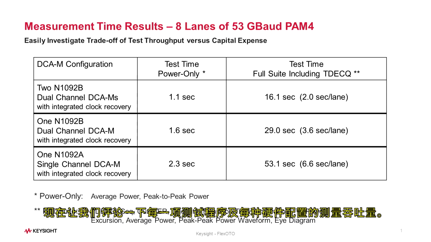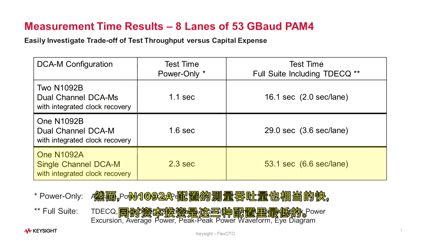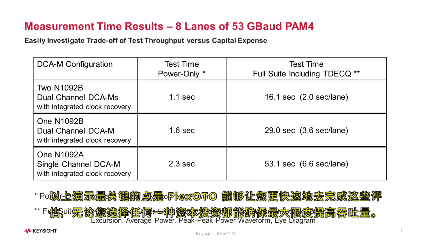Now, let's review the measurement throughput for each of the test programs and each of the hardware configurations. This table shows the measurement times for each of the measurement hardware configurations and each of the test program setups. As expected, the configuration with two N1092Bs provides the highest measurement throughput. However, the N1092A configuration is still quite fast, while requiring the lowest capital investment. The key point is that FlexOTO enables you to quickly make these assessments and ensures that you maximize the throughput of whichever capital investment you choose.